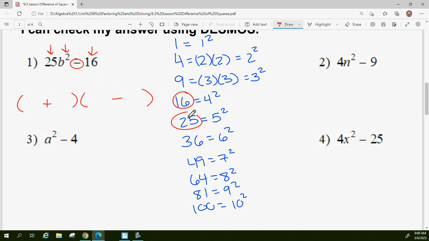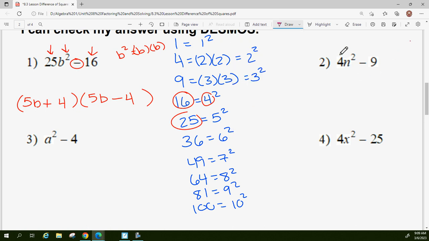So the square root of 25, we're asking ourselves, what number do I multiply by itself to get 25? Well, I multiply 5 times 5 to get 25, so I'm going to put a 5 in both of those. B squared is b times b, and so I'm going to give each of these a b. The square root of 16, I'm asking myself, what number am I multiplying by itself to get 16? Well, I'm multiplying 4 times 4 to get 16, so I'm going to put a 4 in there. And now I have my factors, and that's it.